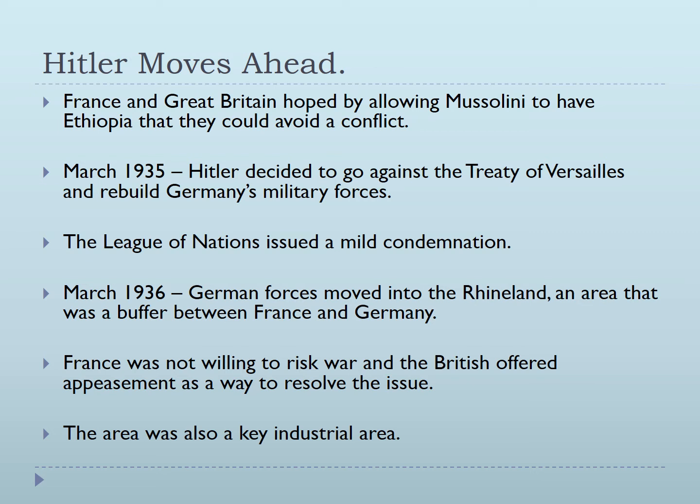And in March 1936, a year later, German forces moved into the Rhineland, an area that was like a buffer zone between France and Germany. Now, France is really not prepared or willing to go to war or risk war, and the British are going to offer appeasement as a way to resolve the issue. So, Germany will now gain the Rhineland, which was also a key industrial area as well. So, again, like we just said, giving these countries what they want to avoid another war.